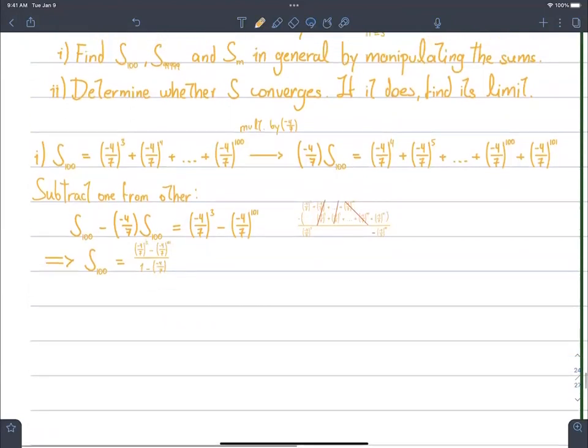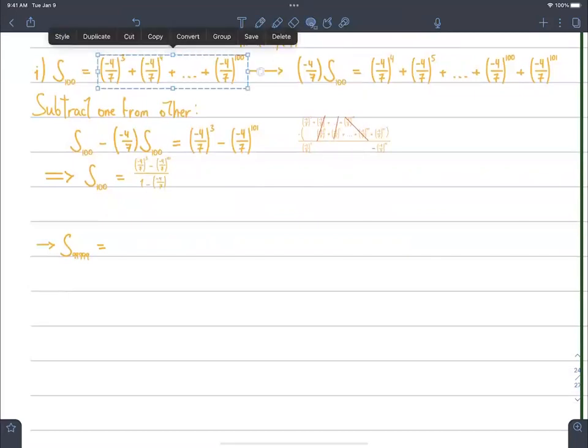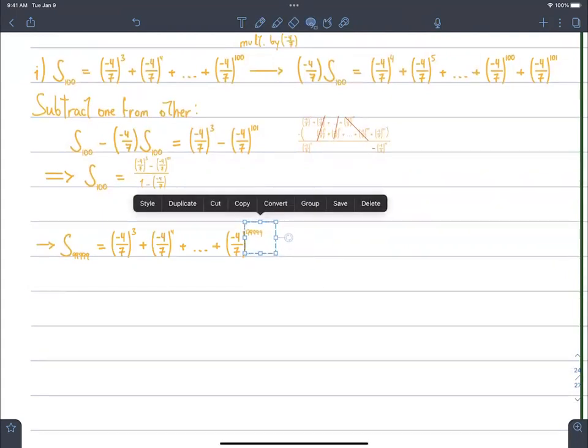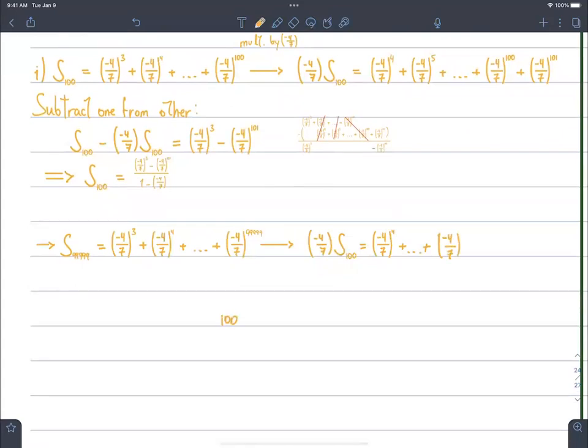In the case of S sub 99999, we have to do the same. In order to get full credit in these types of problems, you have to do this whole process once again. I know it's similar and it might even be tedious, but that's just how it is. We take the whole sum, but instead of 100, we now put this huge exponent over here, 99999, and then we again multiply by the common ratio, and we get the sum from 4 to the last power plus 1, so that would be minus 4/7 to the 100,000 power.